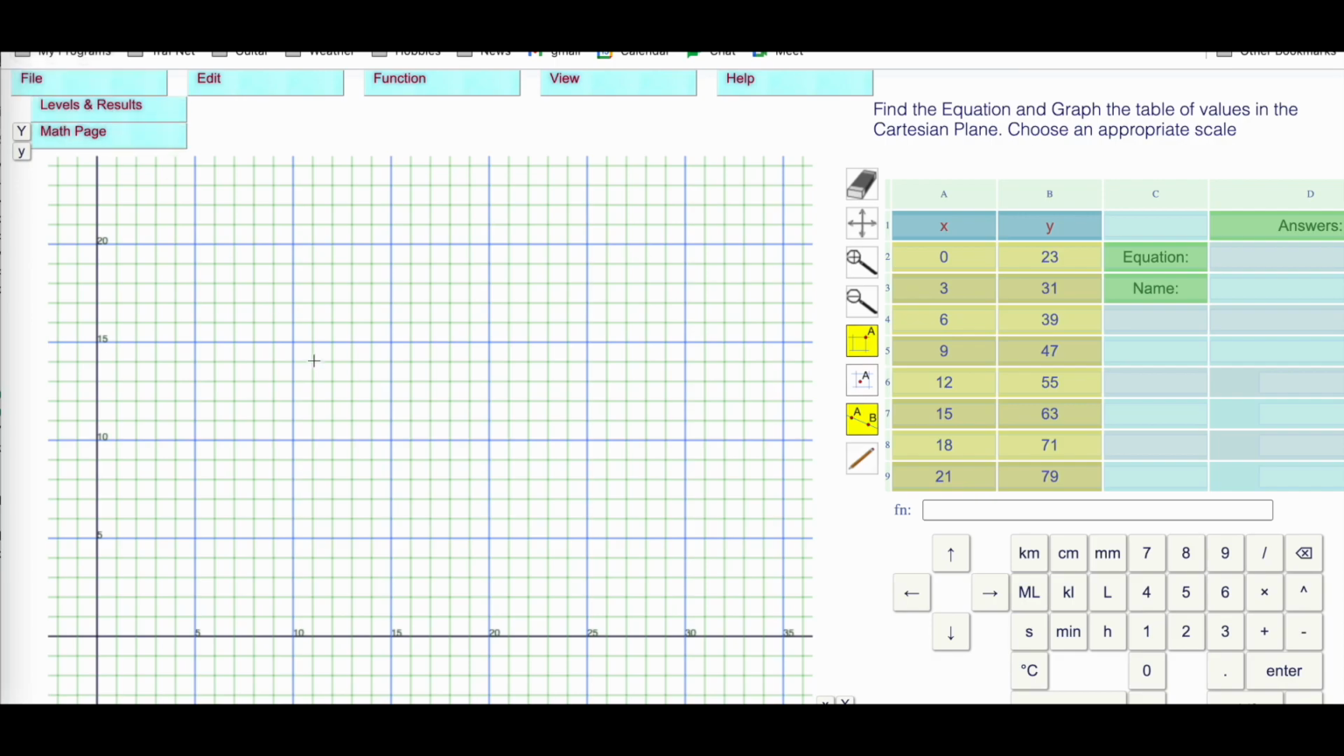Let's move on to level 13. Find the equation and graph the table of values in the Cartesian plane. Choose an appropriate scale. Let's graph this first. I have 1 and 120. Now notice I'm going up by 5s.